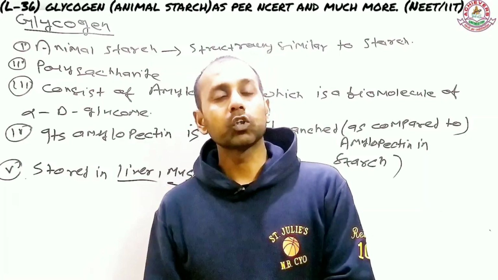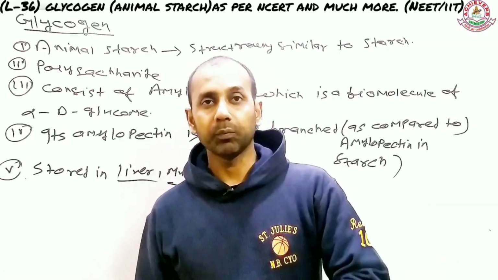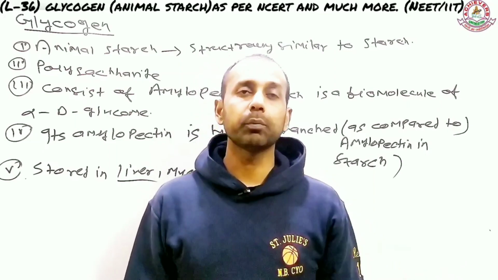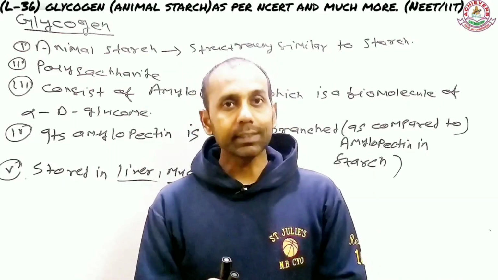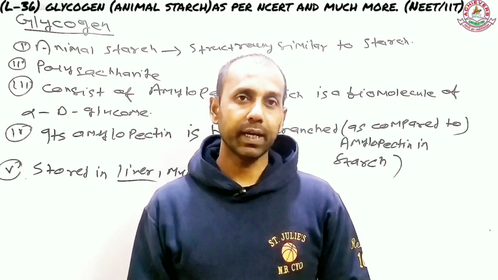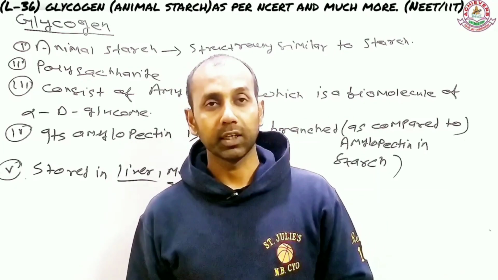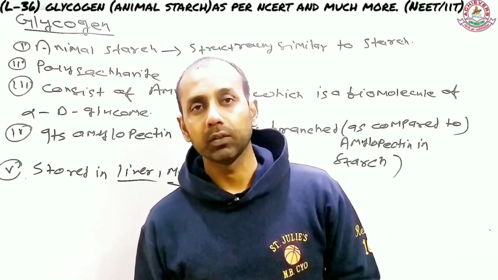So the extra amount of glucose is converted into glycogen, but when there is a need for glucose, glycogen is again broken down into glucose, and this is done by the liver, right? So that's why the liver is also one of the very important organs in our body. So this was something from the biological part.